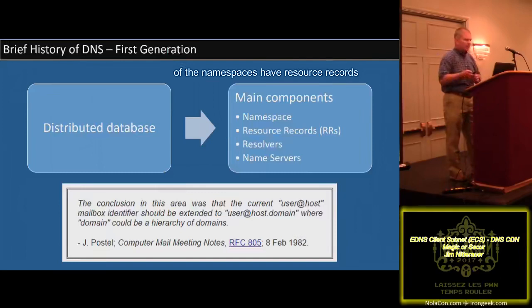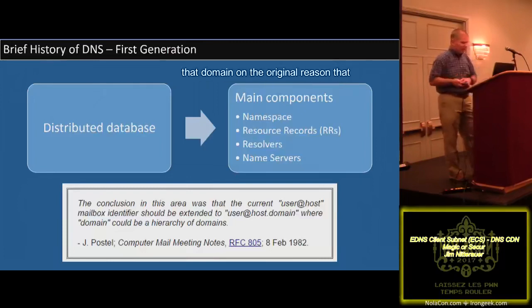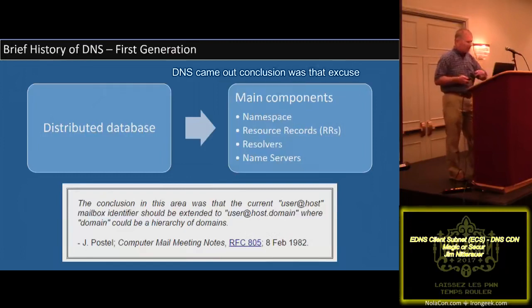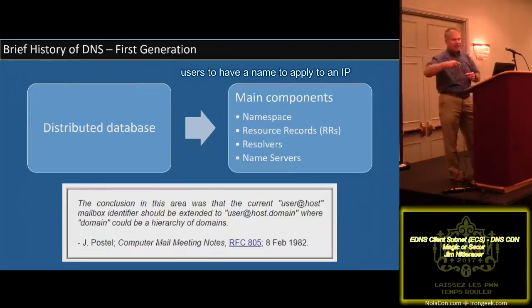Each of the namespaces have resource records. They're called RRs, or resource records. And those resource records then tell what resolvers and name servers are allowed to answer authoritatively for that domain. And the original reason that DNS came out was to allow users to have a name to apply to an IP address. And that's John Postel's quote there.